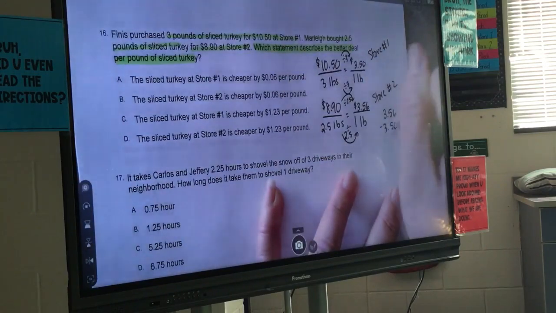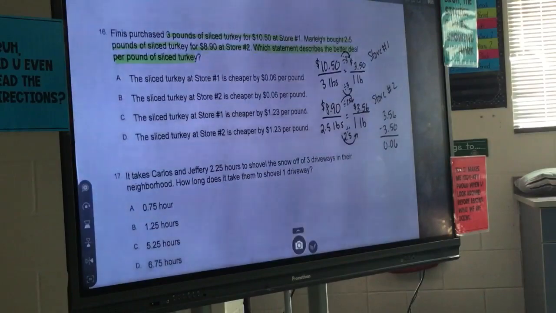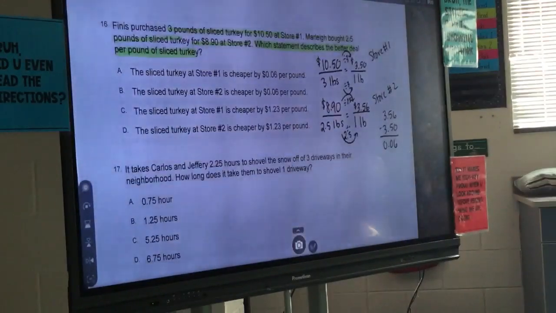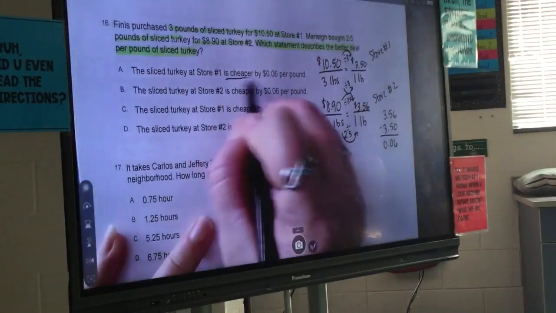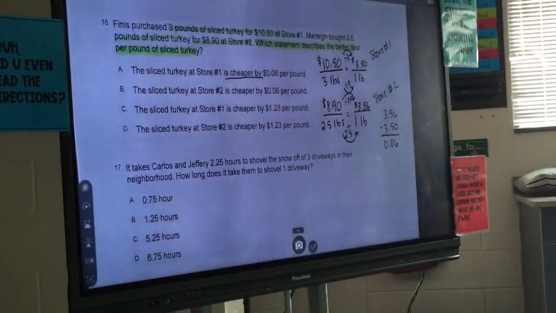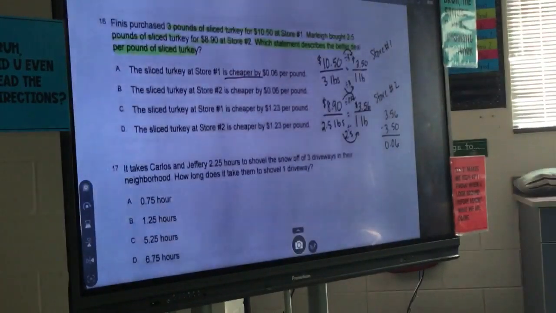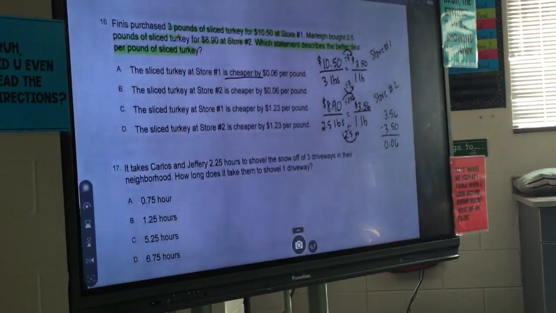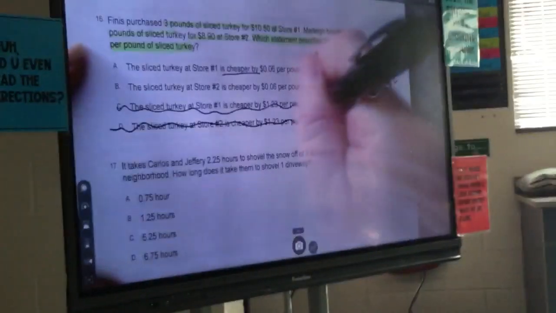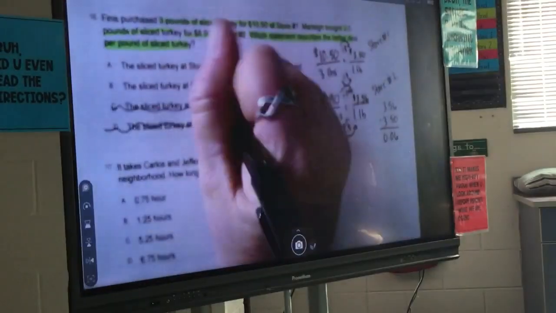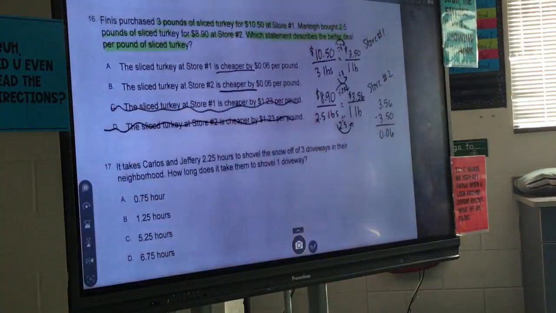Why? Because you have to find which one describes the better deal, and you have to find the difference. Right. So you're figuring out how much cheaper it is, and that is why you have to do that extra step of subtraction. So we know that it's not going to be C, and we know it's not going to be D. So we're either A or B. They both have the cheaper by 6 cents per pound.